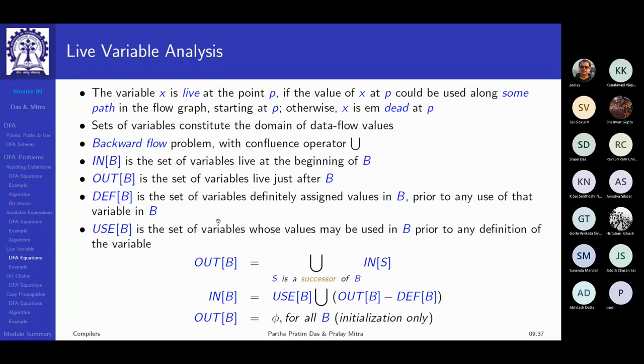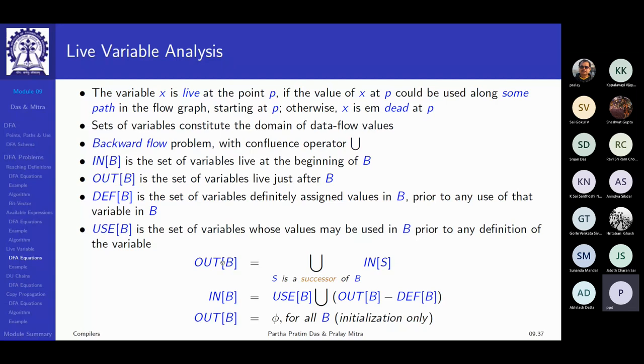Whereas def B, which represents the kill, is a set of variables which are definitely assigned values in B prior to any use of that variable. If it is used, then it is in the use set. It needs to be live. But if it is defined before any use of that variable, then obviously any other use of the variable in the basic block will be this new definition. So if it is definitely assigned a value before any use of that variable, then it is in the def set, which is necessary in a kill.